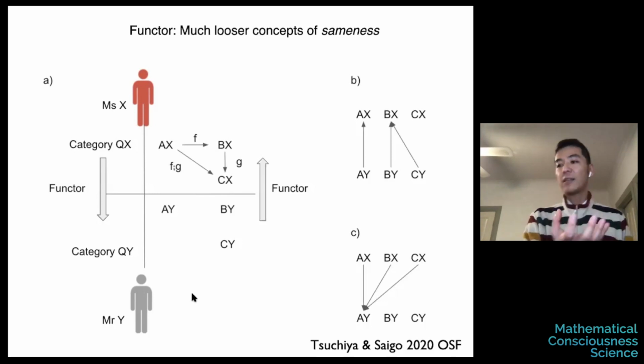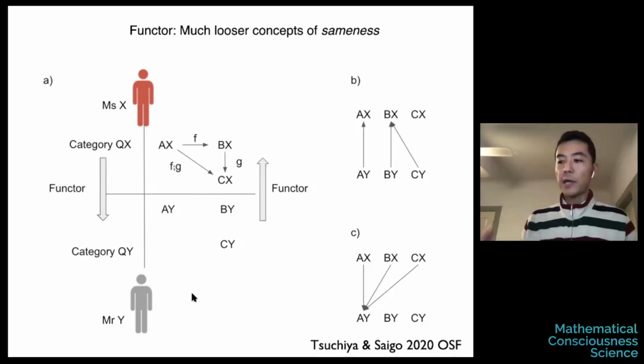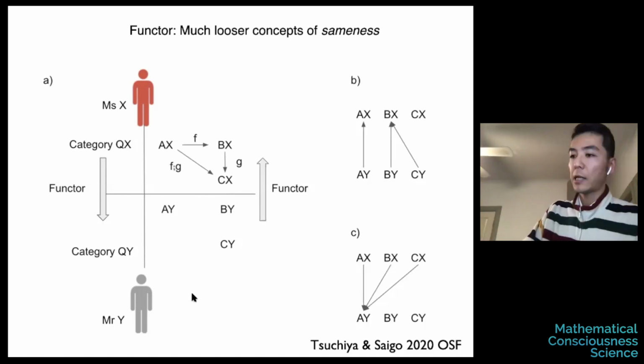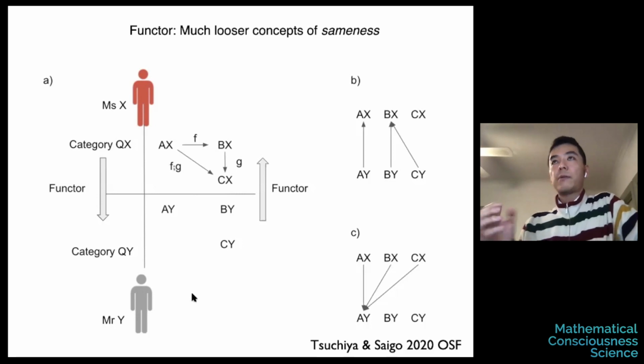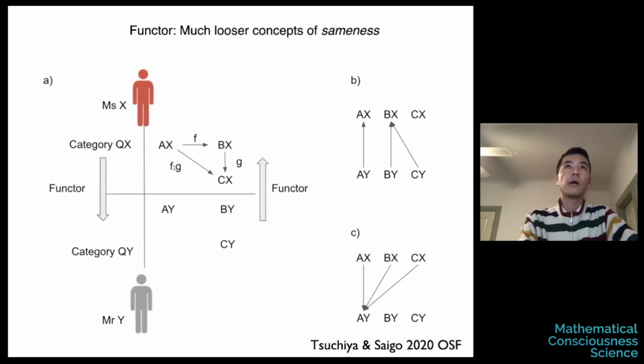So this type of functor characterization can depict the richness of the structure between X and Y in a nice and quantitative way, which is probably not that available in psychology or neuroscience for now.